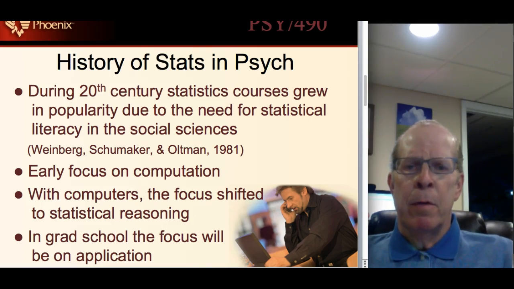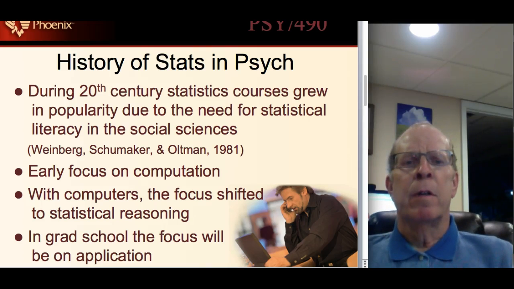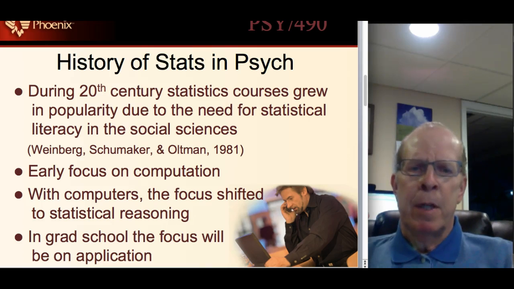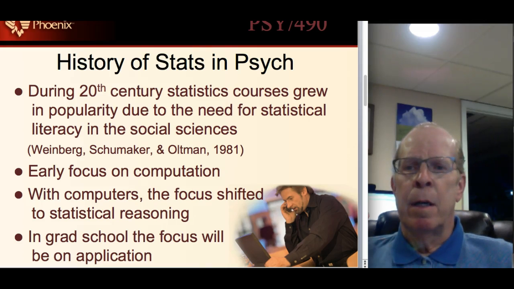But with computers, the focus shifted from computation to statistical reasoning, which makes a lot more sense. So now what's being taught is how statistics can be helpful and how they should be used, and there's less emphasis on computation because we do most of the computations with computers. So if you choose to go to grad school in psychology, when you take stats, the focus is going to be on application and a lot less about computation.